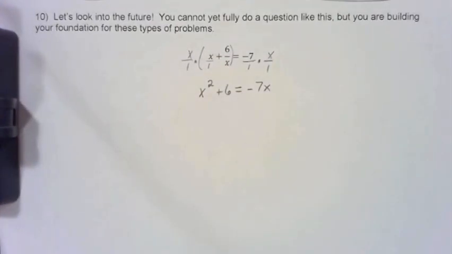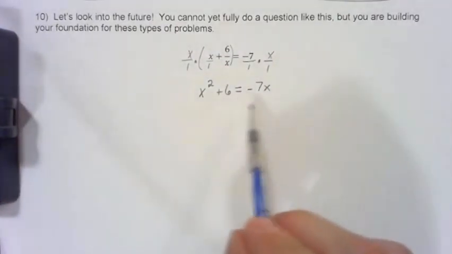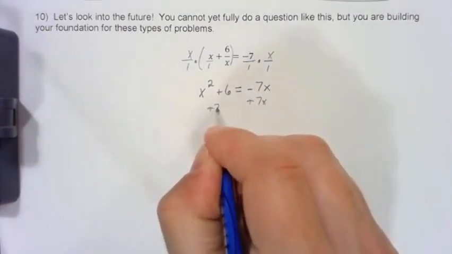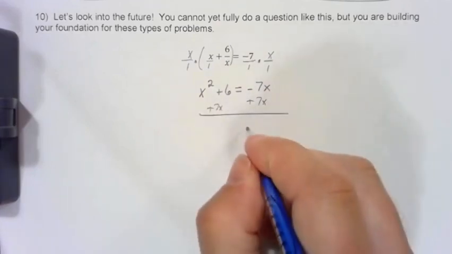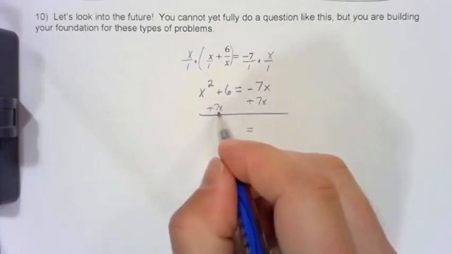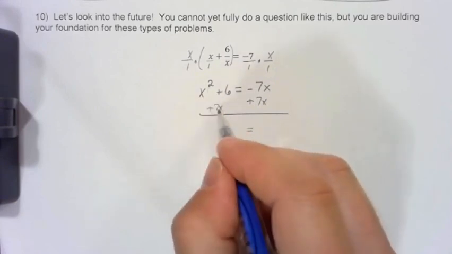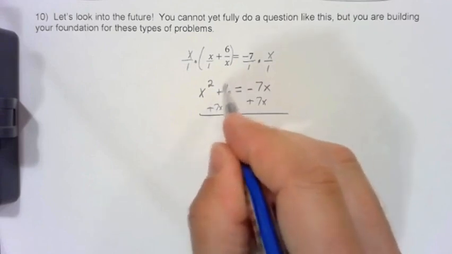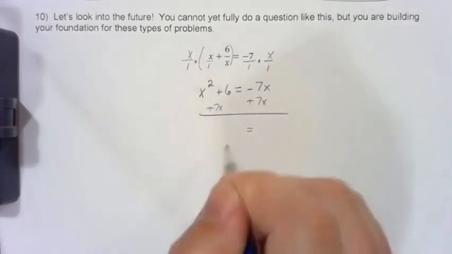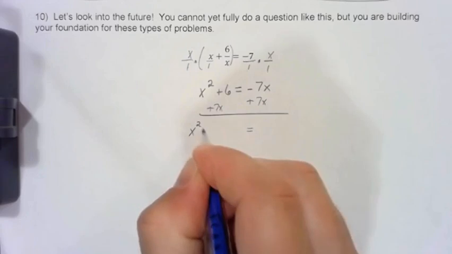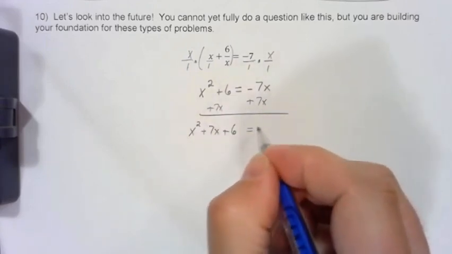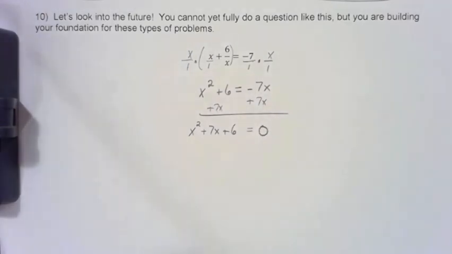What we're going to do now is get all of the variables on one side, which means I'm going to move this 7x over here by adding 7x to each side. All right, when I do that, x squared can't combine with 7x because the exponents are different. 6 can't combine with 7x because a variable term and a constant can never combine. So this left-hand side is going to say x squared plus 7x plus 6, and then the right side is going to be equal to 0.